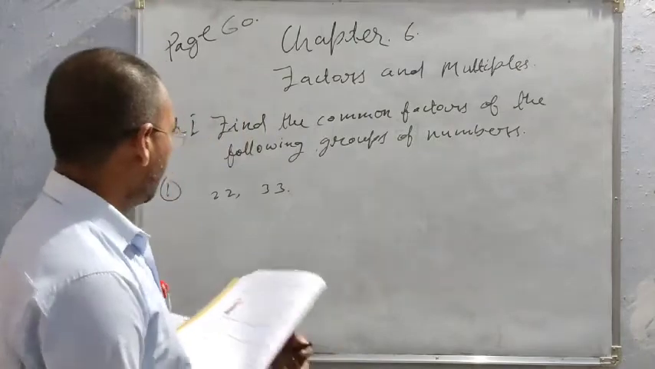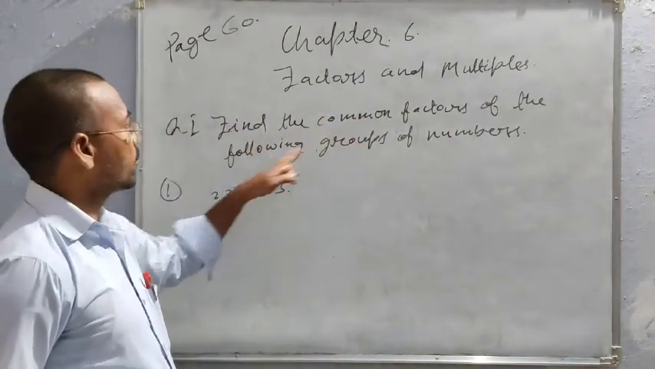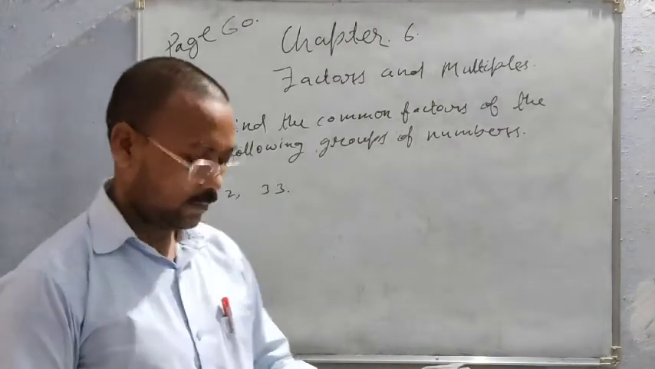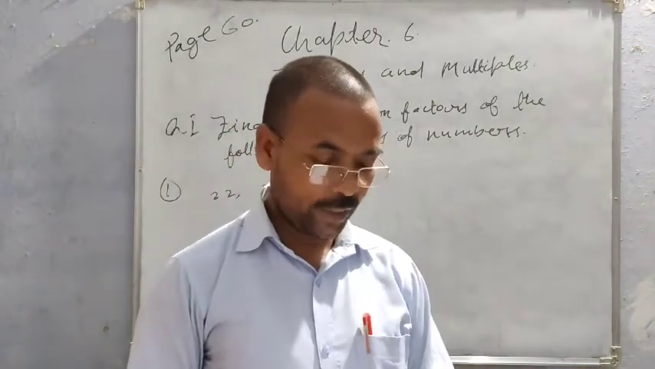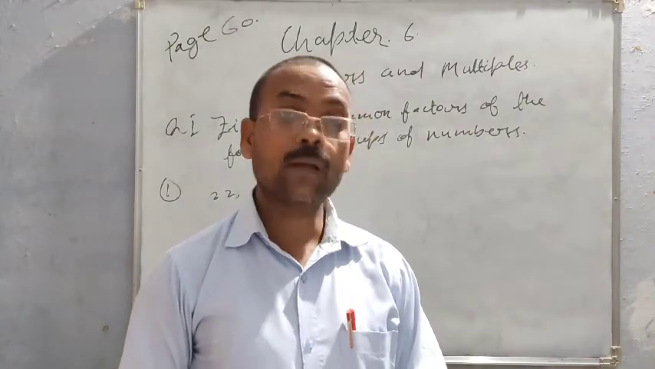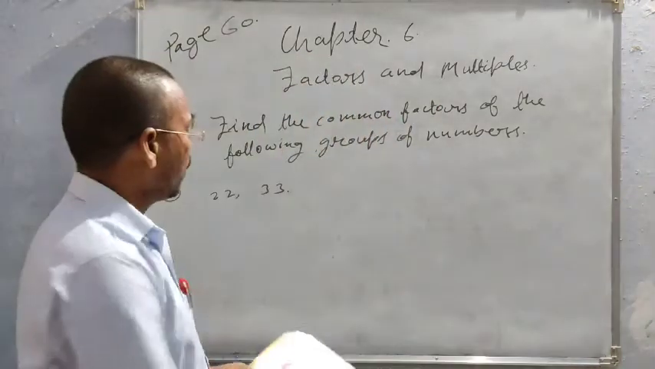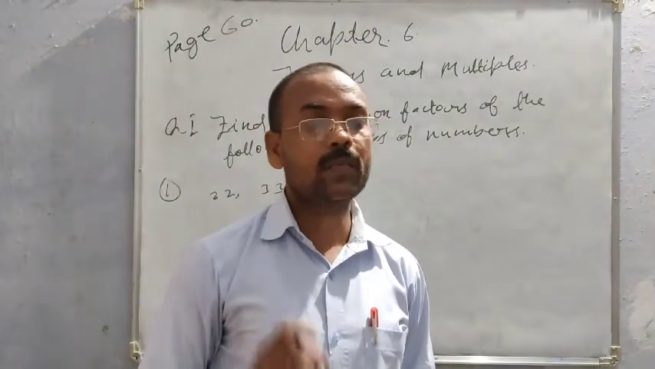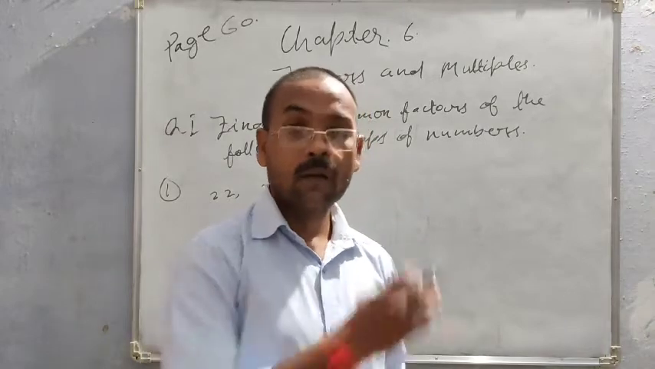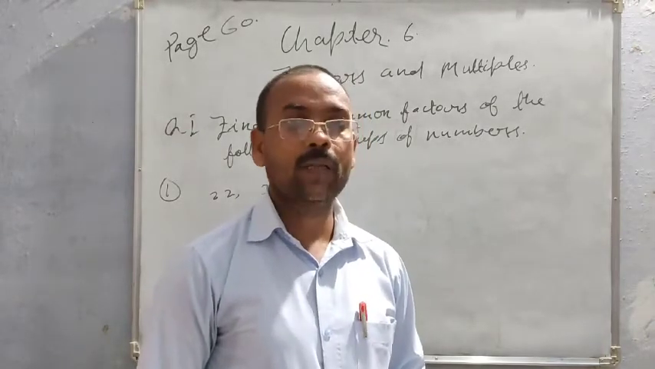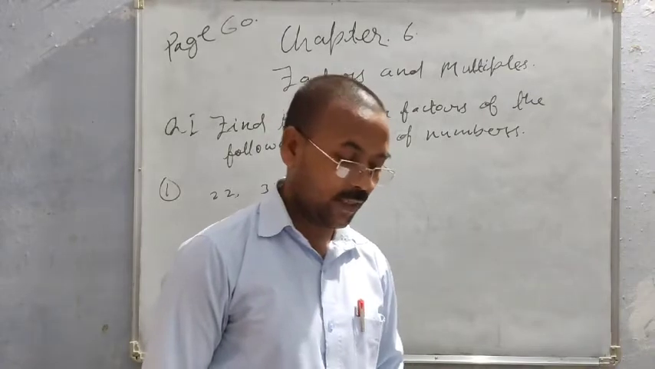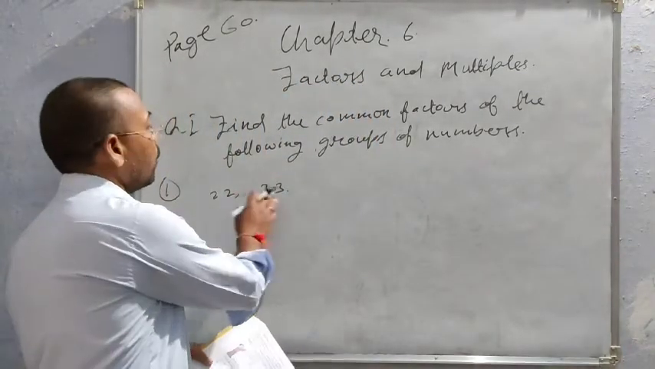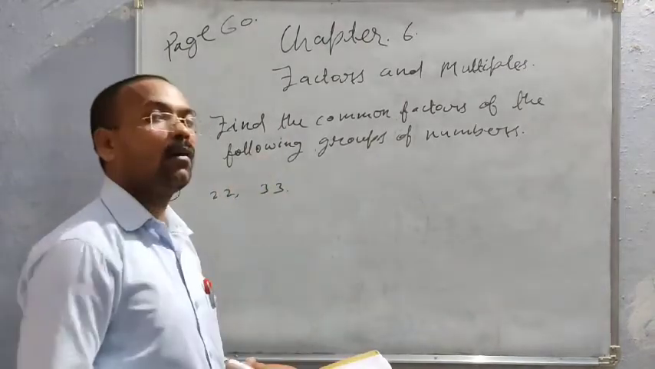Children, your first question is to find the common factors of the following group of numbers. Your numbers are given on page number 60. You can take your textbook and open page number 60. Here it is asking only common factors. The first question is not asking highest common factor. Here asking common factors. You can use any method, that is division or multiplication. So first write all the factors of 22 and 33 and then select common factors.